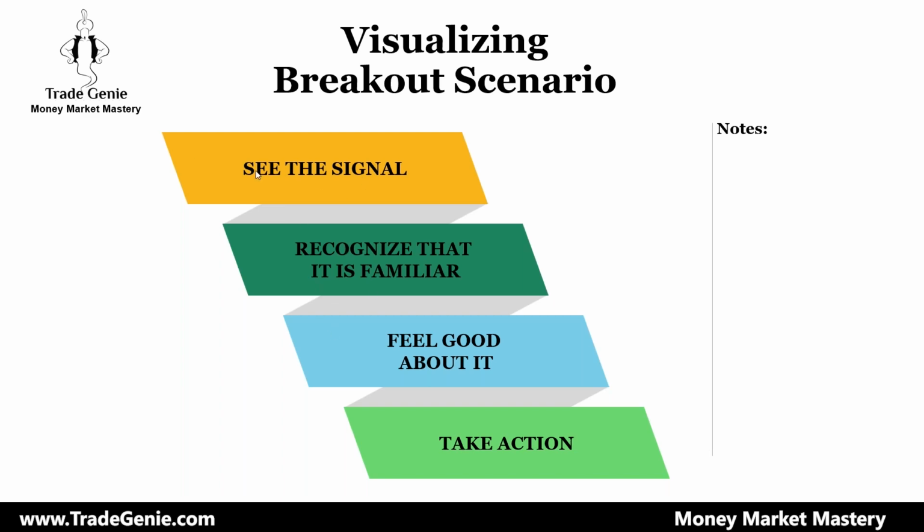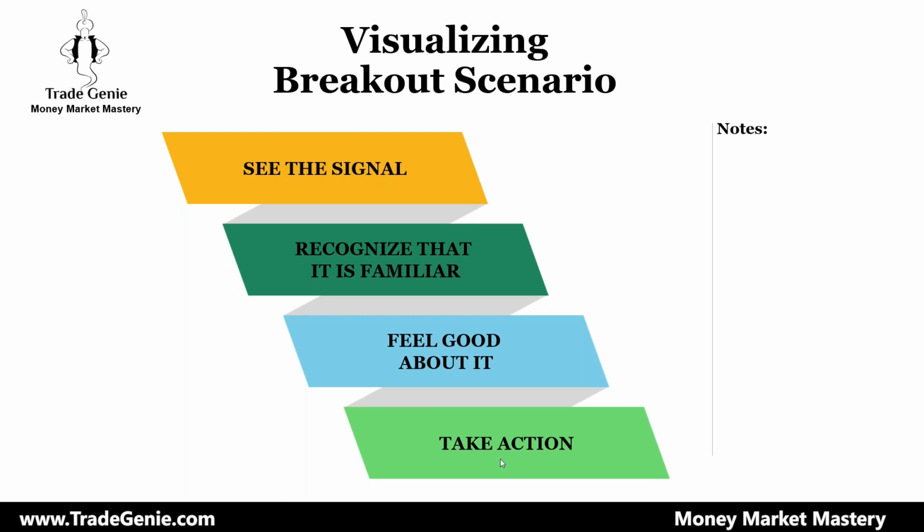See the signal. So seeing the signal has a lot of components behind it. So you're seeing a lot of things: the resistance level, the volume, the Fibonacci level, the indicators, the market news, the gap down, the analyst upgrades. You're seeing a lot of things, and then you're putting it all together and saying, okay, I recognize this, it's familiar. I gave you the example of Tesla, and I gave you the example of Meta. So I gave you examples, and then you say, okay, it's familiar. You feel good about it, and then you take action.